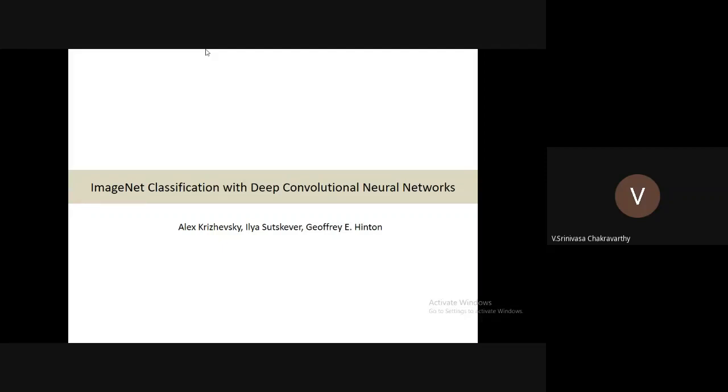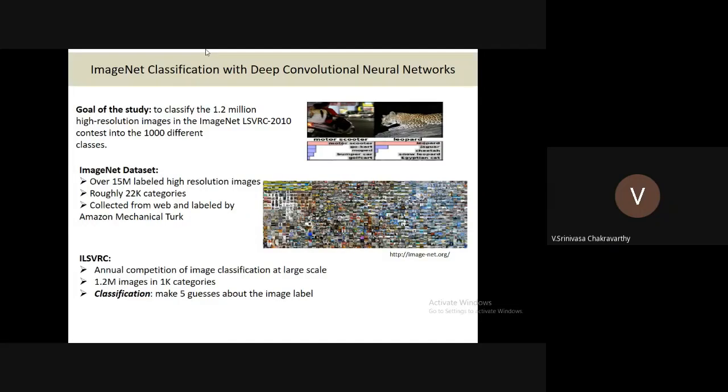Basically, this is a group that took a large dataset called ImageNet and classified it using a large CNN architecture. The goal of this CNN study is to classify 1.2 million high-resolution images into 1,000 different classes. The source of this data is a much larger dataset called ImageNet, which had 15 million images classified into 22,000 categories. This was manually labeled by a large number of people using the Amazon Mechanical Turk scheme.